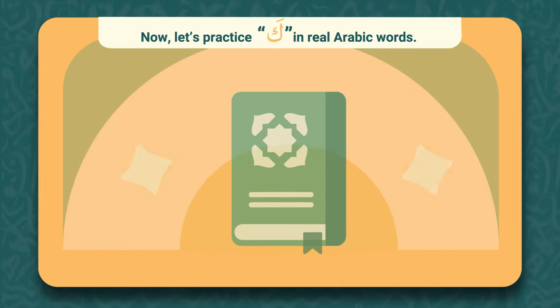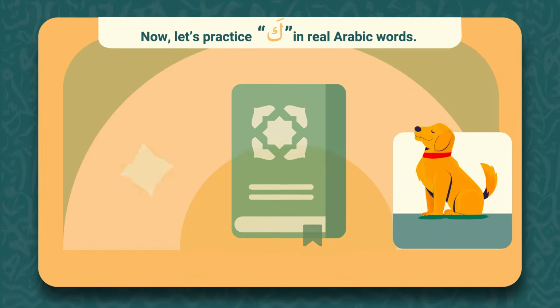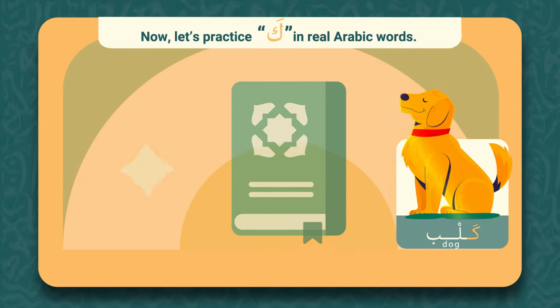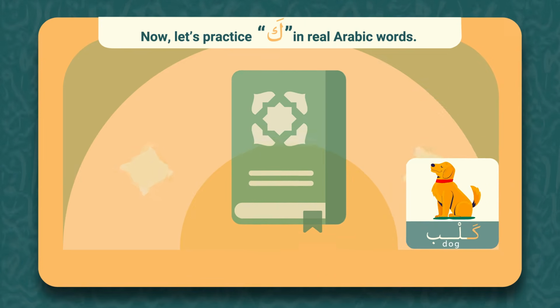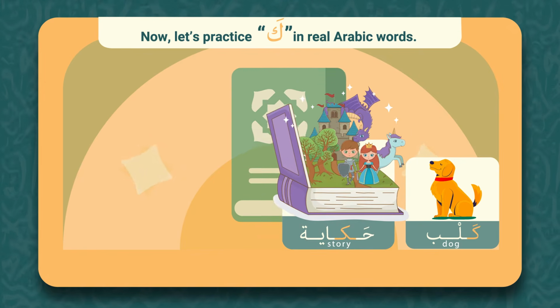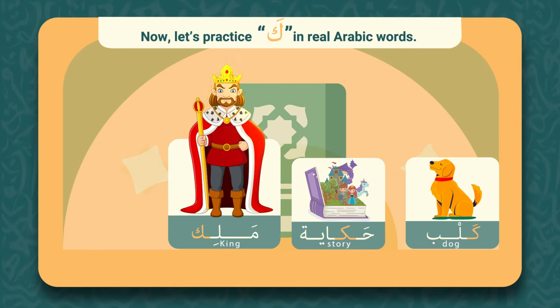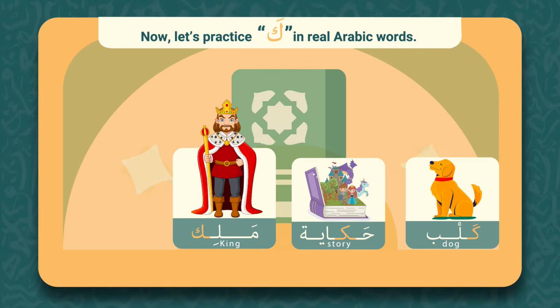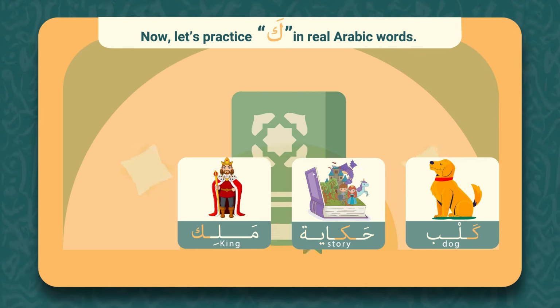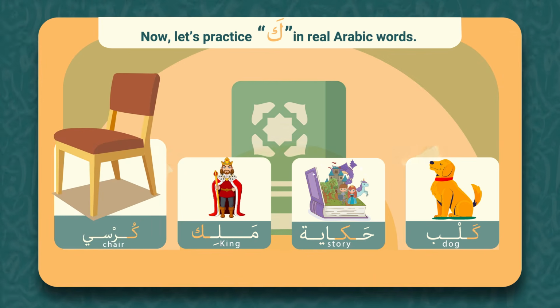Now let's practice ka in real Arabic words. Beginning position: كلب. Middle position: حكاية. Ending position: ملك. Beginning position with damma: كرسي.